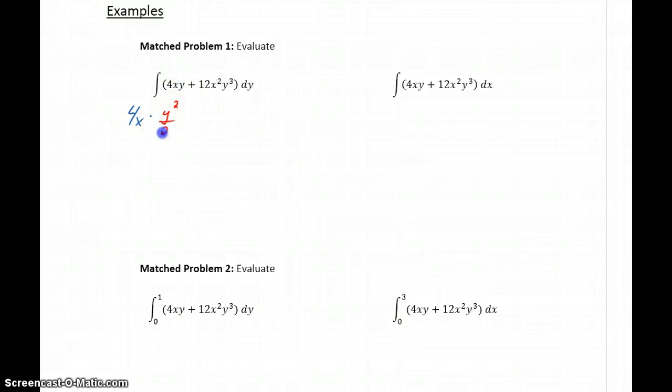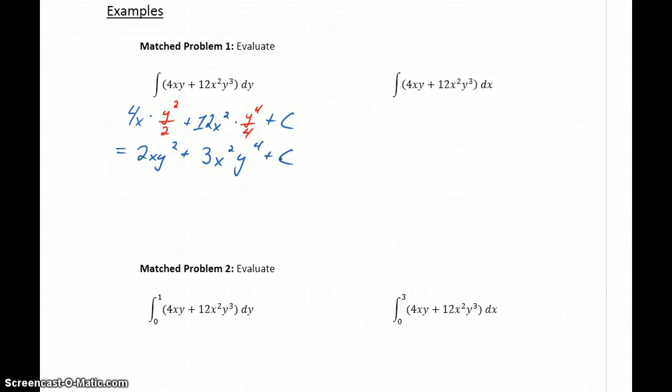become y squared over 2, plus 12x squared is just a constant, times y cubed, we integrate, and that becomes y to the fourth over 4, plus some constant c, since we're back to looking at an indefinite integral. And now we can just simplify. 4 over 2 will give us 2xy squared, plus 12 over 4 will give us 3x squared y to the fourth, plus some constant c.